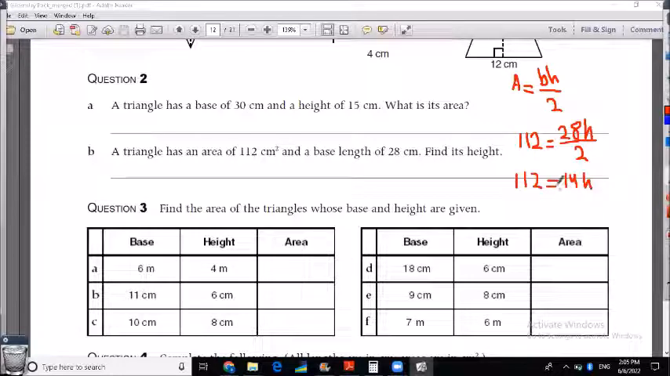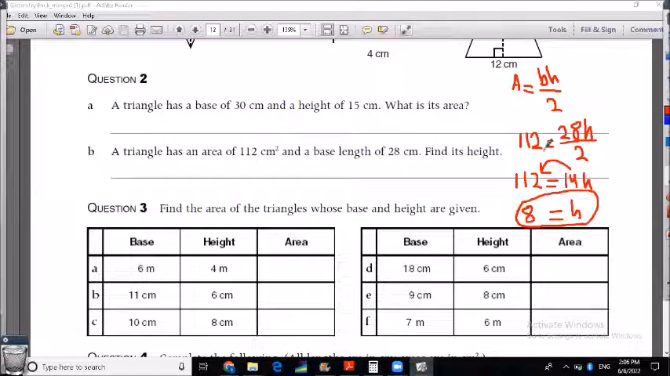It's algebra. We get rid of the 14. How? It's multiplication over here, so we send it there as division. So h equals what? 112 divided by 14, which gives you exactly 8. So the height is 8 centimeters. Don't forget the unit. Don't forget to write centimeters.